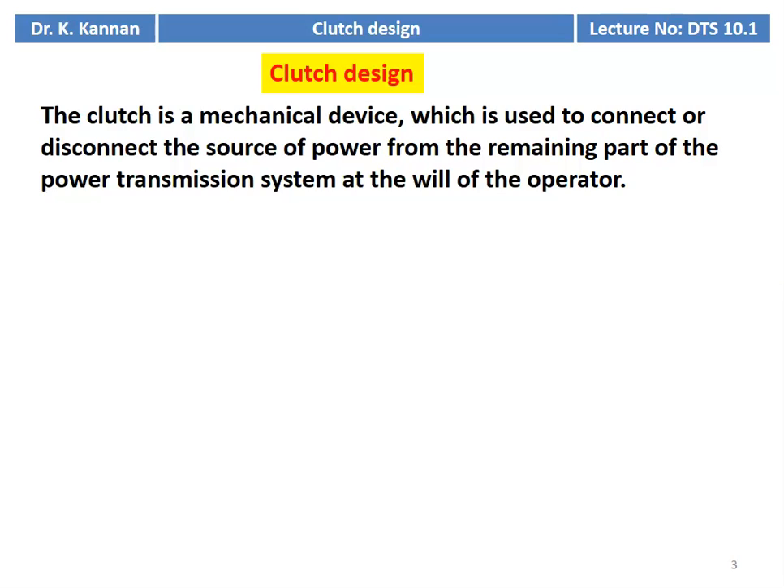A clutch is a mechanical device which is used to connect or disconnect the source of power from the remaining part of the power transmission system at the will of the operator. Almost everybody has experience operating a two wheeler or four wheeler, so we know the function of the clutch. It is used to connect or disconnect the wheel of the automobile with the engine. If you have a geared vehicle, in between the gearbox and the engine there is a clutch to engage or disengage the transmission system with the engine, so that the power will be transmitted to the wheel.